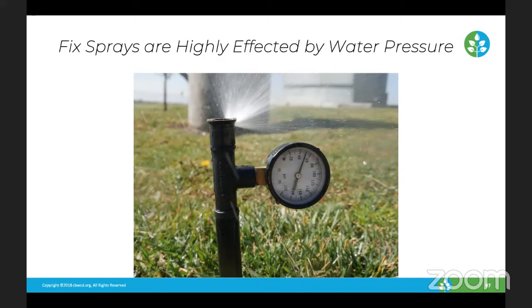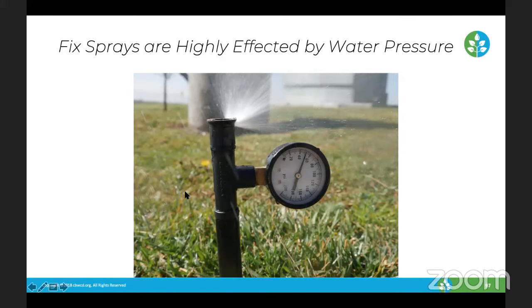If it's a 12-foot nozzle, it's going to go 12 feet. There's going to be less misting. Misting is when there's too high pressure and it causes almost like a fog when the sprinklers come on. That ideal pressure is 30 psi.